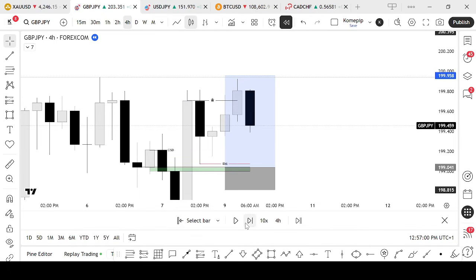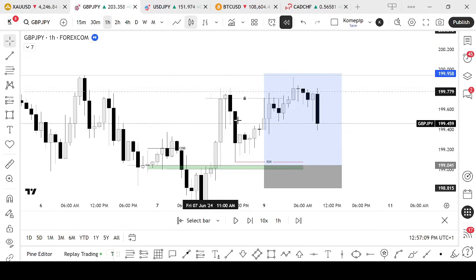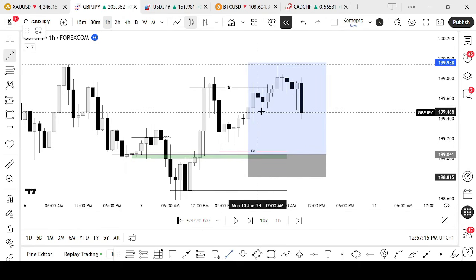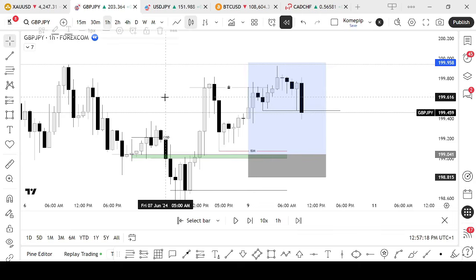Okay, so as you can see, that's a massive push to the downside. And if we go to the 1 hour time frame, what we have after the break, right? We have this zone. Of course, we could say we have this zone as inducement, as it were, right?